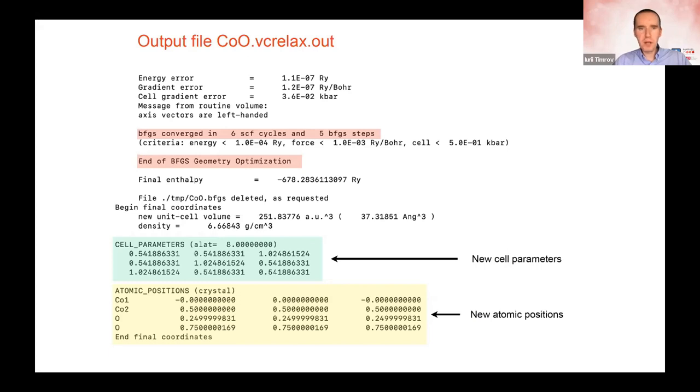Okay, so coming back to the VC-relax, if you run the calculation, you can do it later on today after the hands-on as homework. But you will see that the calculation should converge after 6 SCF cycles and 5 BFGS steps. This means the code performed 5 ionic moves and 6 electronic self-consistent calculations. For each new geometry, when the code displaced atoms in some way, it performed a new SCF electronic structure optimization.